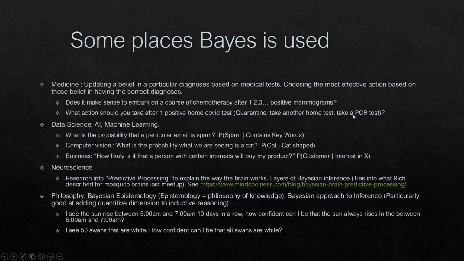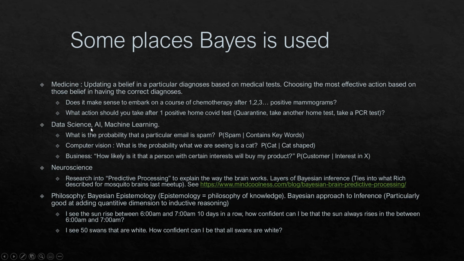Should you take a different sort of test like a PCR test after doing an antigen test, which is typically what a home test is? So by having a quantitative result, you can then decide what's the most appropriate action to take after getting the results of one of these tests.